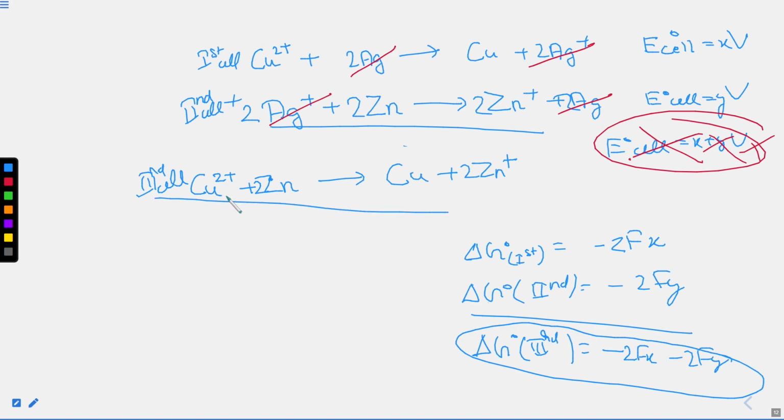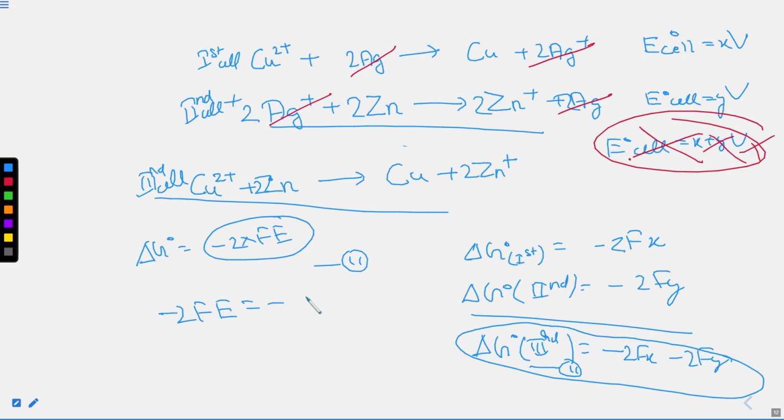Now if you consider this equation, if you have to write delta G naught for this, it would be minus 2FE. So this is our Gibbs energy change, and this is also our Gibbs energy change, equation 1 and equation 2. Now we'll just equate both of these. So it would be minus 2FE equals minus 2Fx plus minus 2Fy. So the minus will get cancelled out, F will get cancelled out, and we will get E equals X plus Y.